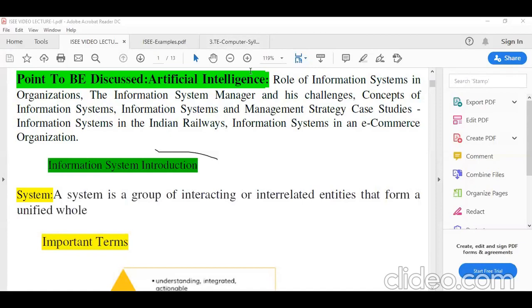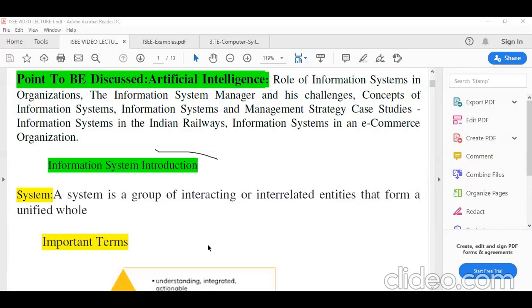Yes, anybody, anything that might be in your mind? Yes, it is a form state of integrated devices. Set of integrated devices working together, or the interrelated entities. Now I tell you the example. Here I have written the exact definition of that also. A system is a group of interacting or interrelated entities that form a unified whole.